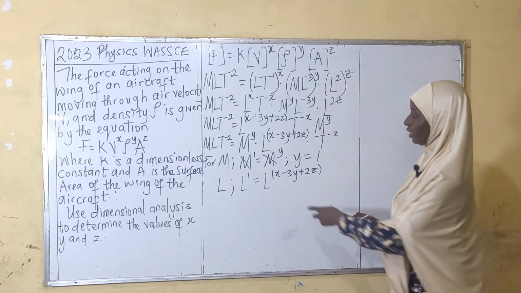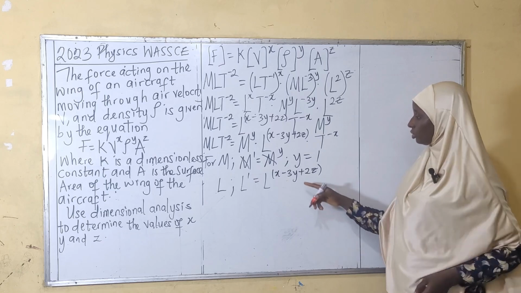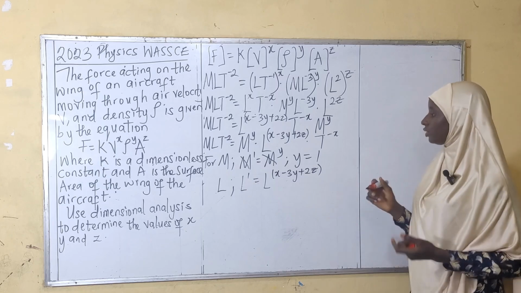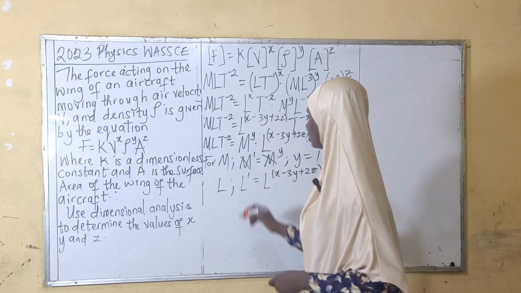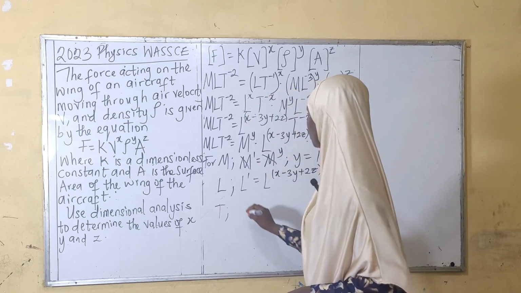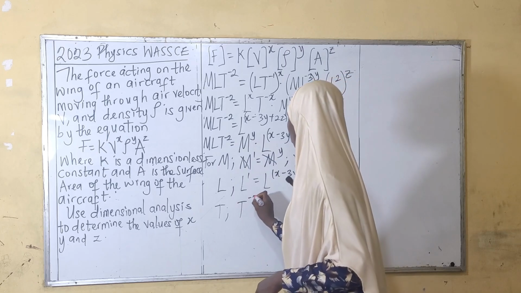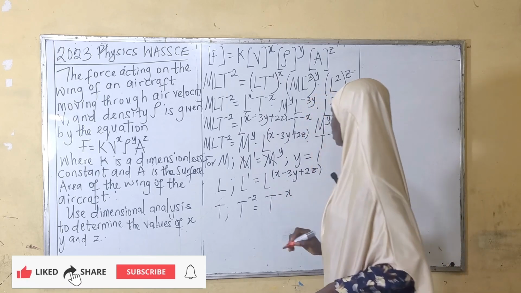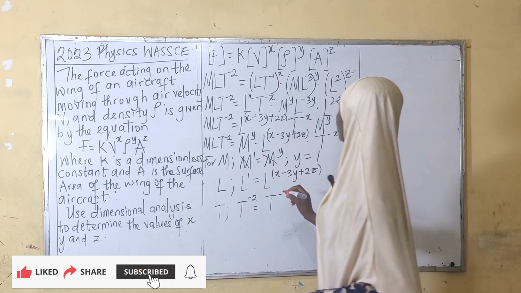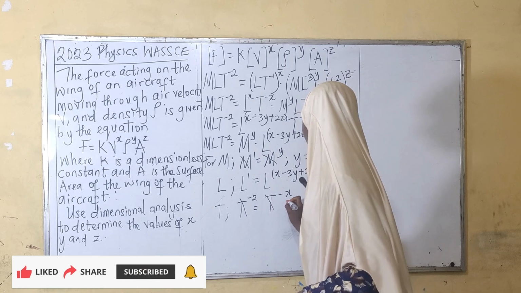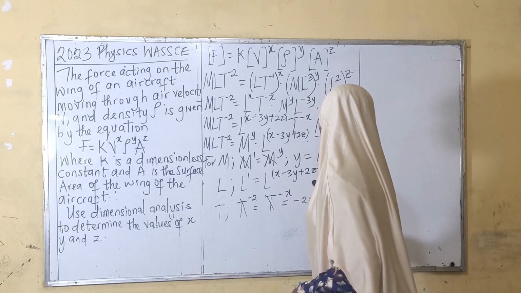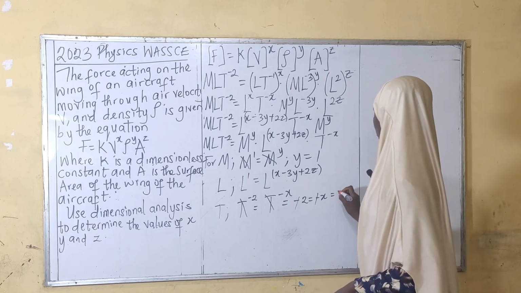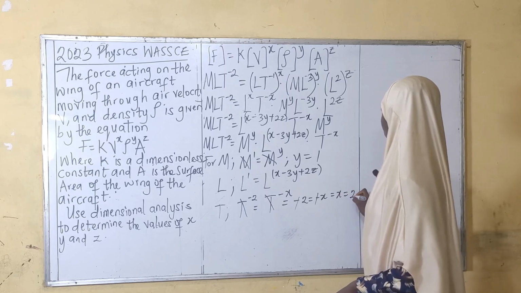So if you look at this, we have about 3 unknowns here. Although we have gotten y, we need x and z. So we need to get them one after the other. So let's move to T. For T, I have that my T raised to the power of minus 2 is equal to my T here, raised to the power of minus x. So I can say that if my T cancels out, I have minus 2 is equal to minus x. So I have that my x is equal to 2.